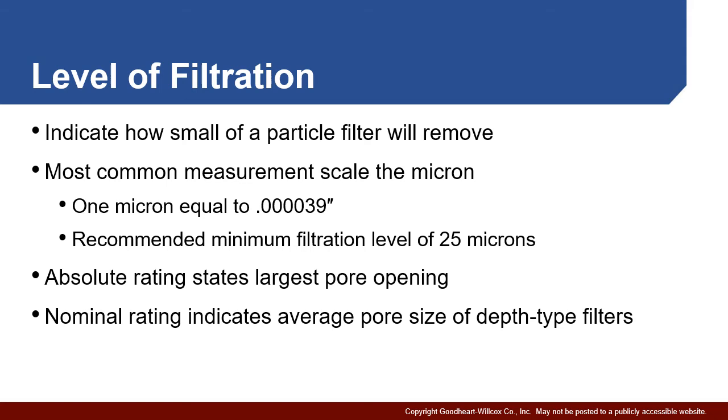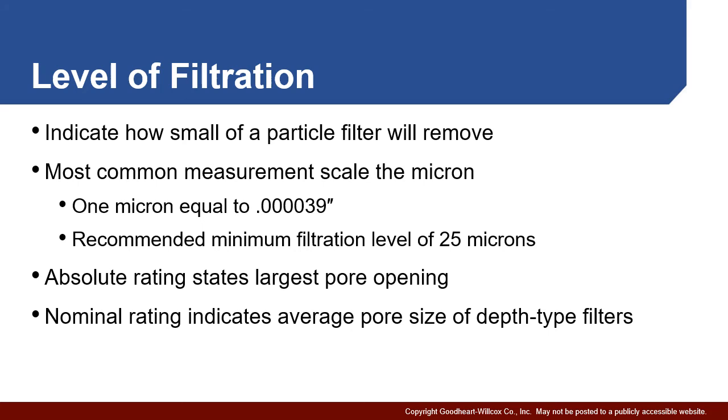In terms of the level of filtration, different filters will be rated at different sizes. Essentially, what they're going to tell you is how small the particle can be that will be removed, or anything smaller than that is going to pass through. These are usually measured in microns, and keep in mind, a micron is a very, very small size. It's less than a 10,000th of an inch, about half a 10,000th of an inch. In general, for filtration on hydraulic systems, we want to have a filtration level of 25 microns or less. But that, of course, depends on the system, and some systems are actually designed to handle higher levels of contamination.